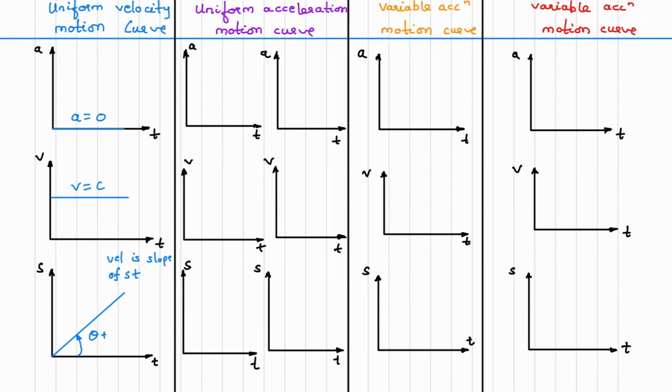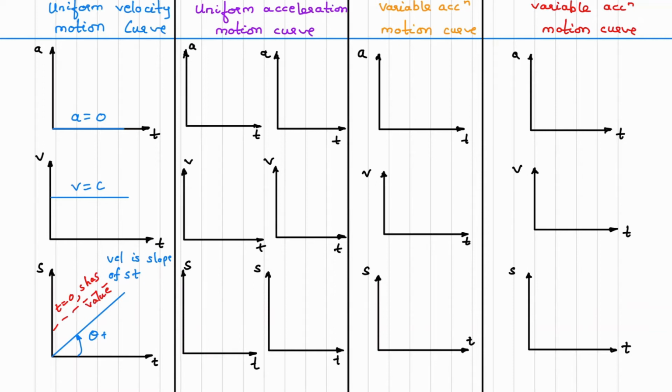Next example we will see. Now suppose initially S has some value. So the curve will be like this. So what is this? At t equal to 0, S has a value.